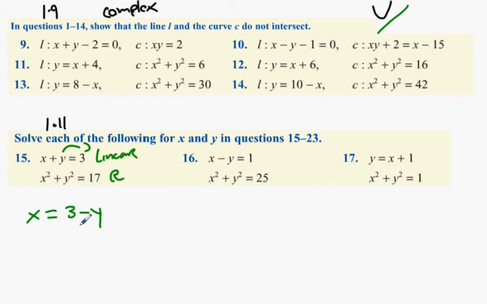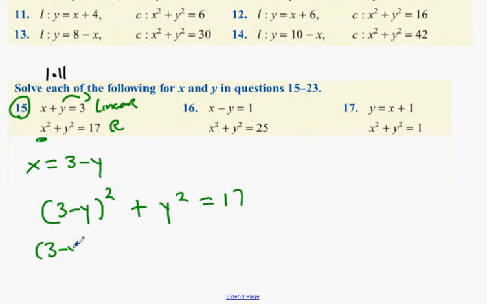Now, once you get one letter on its own, what do you then do with the quadratic? Where you used to have x, you now put in the quadratic. We're doing question 15 here, by the way. You put in 3 minus y, squared. You then multiply it out as (3 minus y)(3 minus y). You have a y squared over here, and you bring our 17 over the other side, equals 0. Everybody happy enough with that?